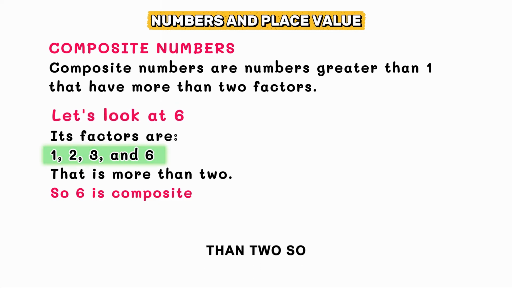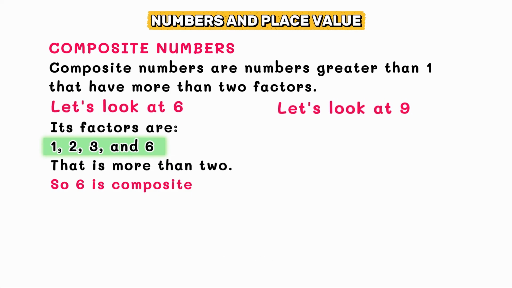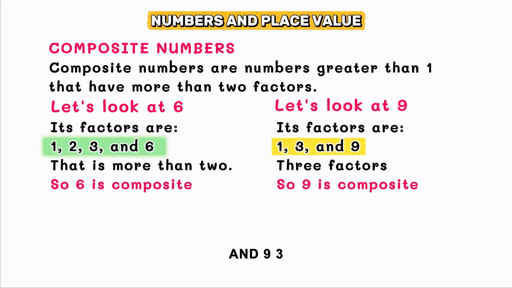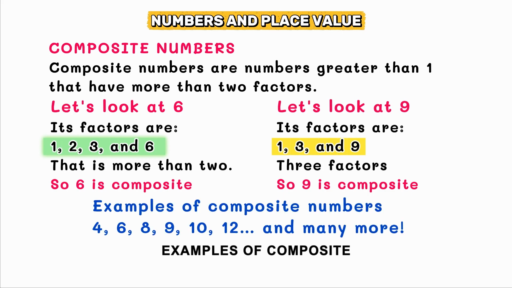That is more than 2, so 6 is composite. Let us test 9. Its factors are 1, 3, and 9. 3 factors, so 9 is composite. Examples of composite numbers are 4, 6, 8, 9, 10, 12, and many more.